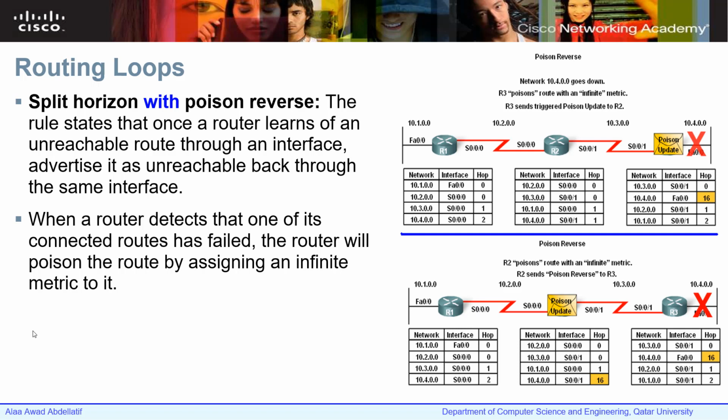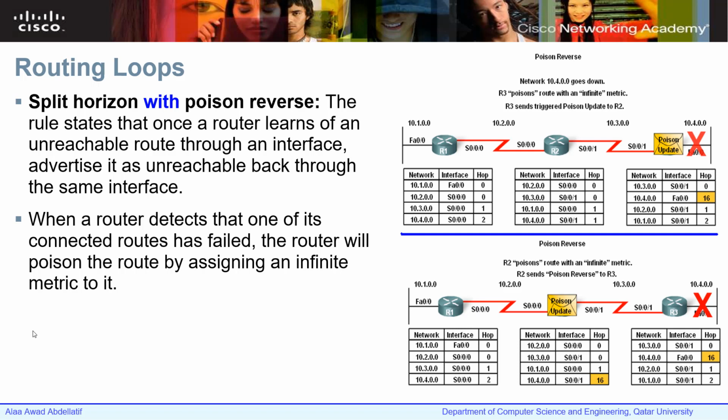The rule states that once a router learns of an unreachable route through an interface, it will advertise the unreachable route back through the same interface. So, for example, R2 received that this link is unreachable. I will send back through the same interface that this link is unreachable. Why? To confirm to R3 that I already received it and I already know that this link is unreachable. This is a poison update, and it means this specific link is unreachable.